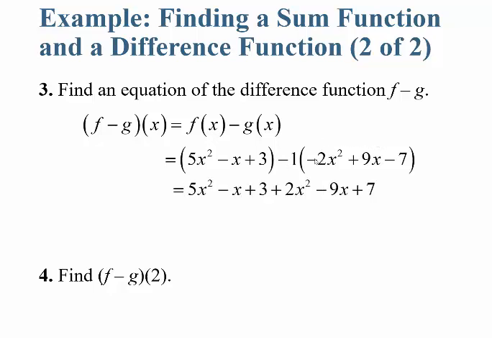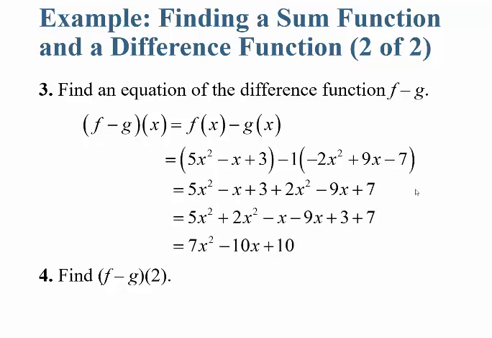So -1 times -2x now becomes positive. -1 times 9x becomes negative, and -1 times -7 becomes positive. And when you combine the like terms, it will just get you this function right here. Now, if I want to find the difference of f and g evaluated at 2, all I'm going to do is plug 2 into this function. And when you plug 2 into this function, it just simplifies to 18.